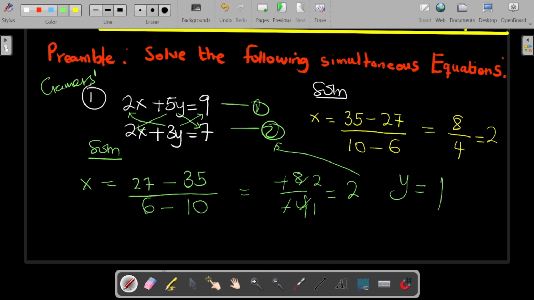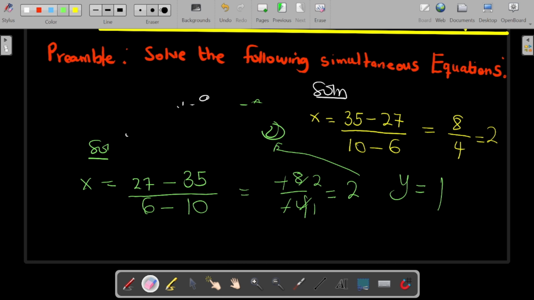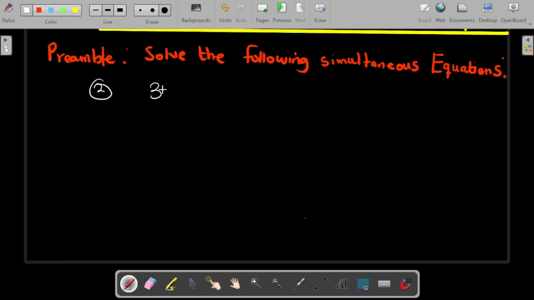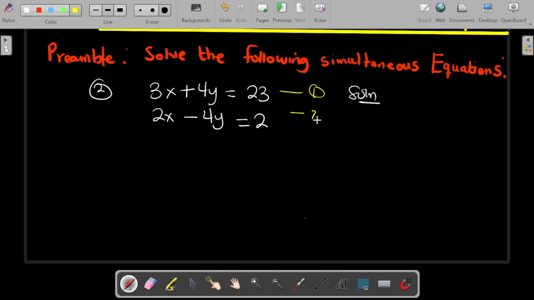So now let's look at our second question so that we better understand and better appreciate whatever we are studying. Okay, so our second equation will be 3x plus 4y is equal to 23, and 2x minus 4y is equal to 2. Okay, now to solve these equations, let's establish this as equation 1, equation 2.